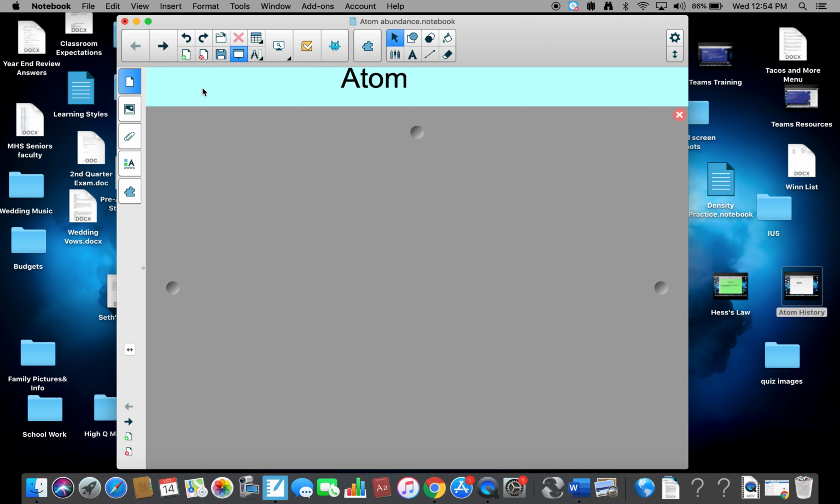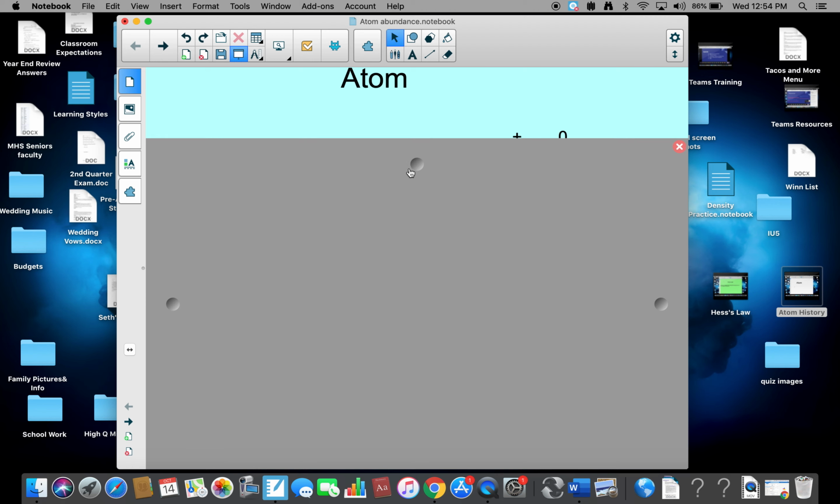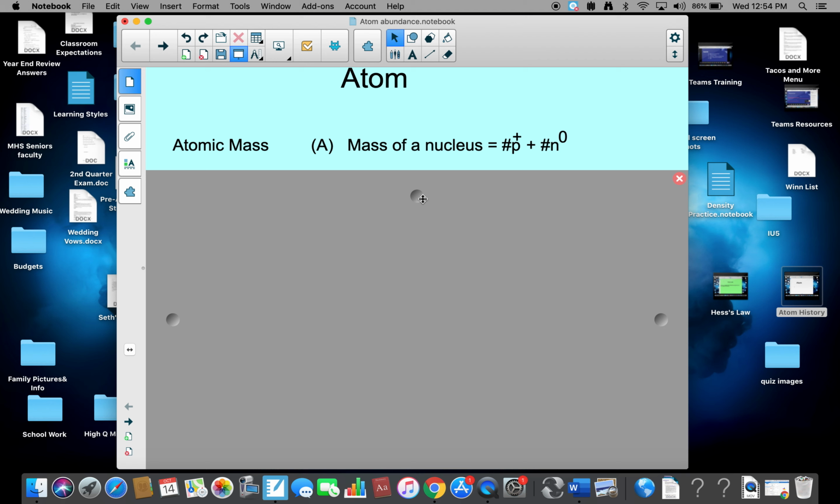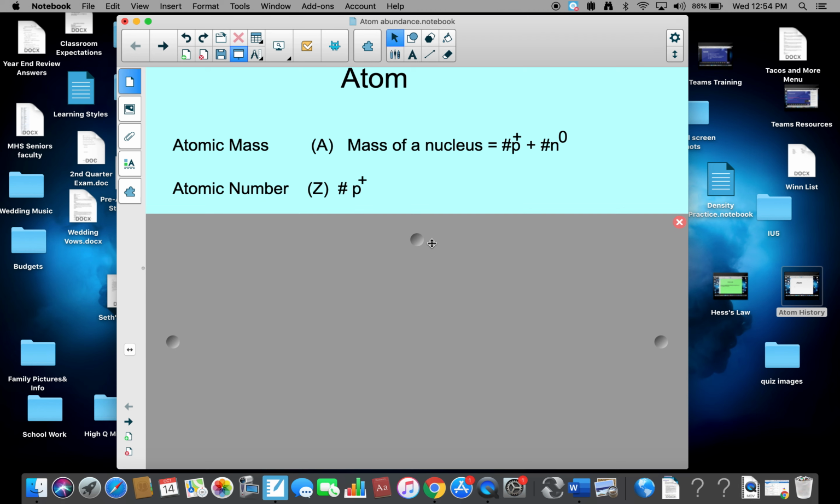Fascinating world of chemistry. We're looking again at the atom. Today we're looking at atomic mass, identified as value A, which is the mass of the nucleus: the number of protons and the number of neutrons. Atomic number, which we identify as Z, is the number of protons.